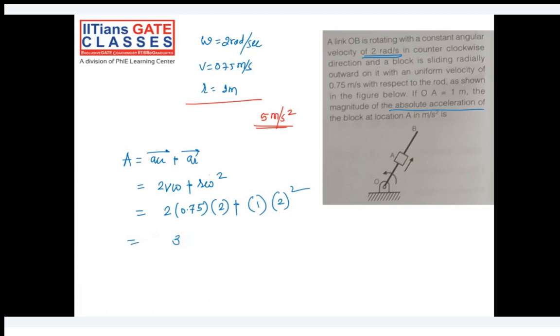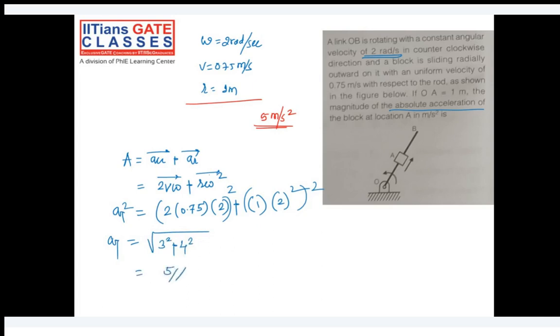So 4 into 0.75 is 3, plus 3 you have. But you have to take the vector sum of it. You cannot directly add it. So basically these vectors you have to add. So basically this whole square plus this square you have to take, and then that will be the total acceleration square. So total acceleration will be equal to under root of 3 square plus 4 square, you'll get, and that is 5.